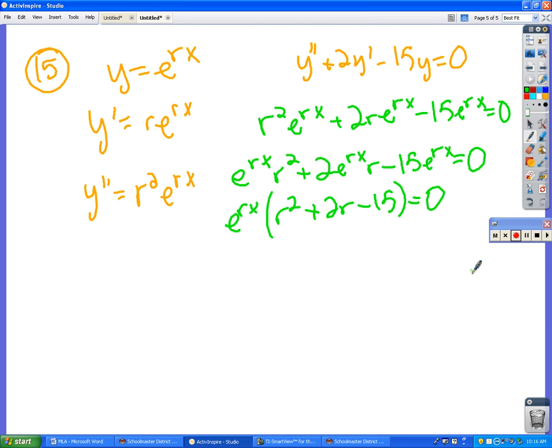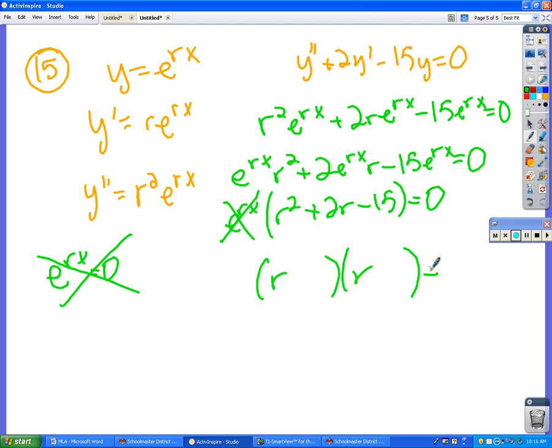You can factor out an e to the rx, and then that's really handy because now we have two equations. We have e to the rx equals 0, which you know from our conversation yesterday. Will that ever happen? No, because e is a positive number. You can never take a positive number and raise it to any power and get 0, okay? So this is out, nobody cares. Sorry, e to the rx, you lose. So now we just need to solve this for r, and I'm hoping this is gonna factor.